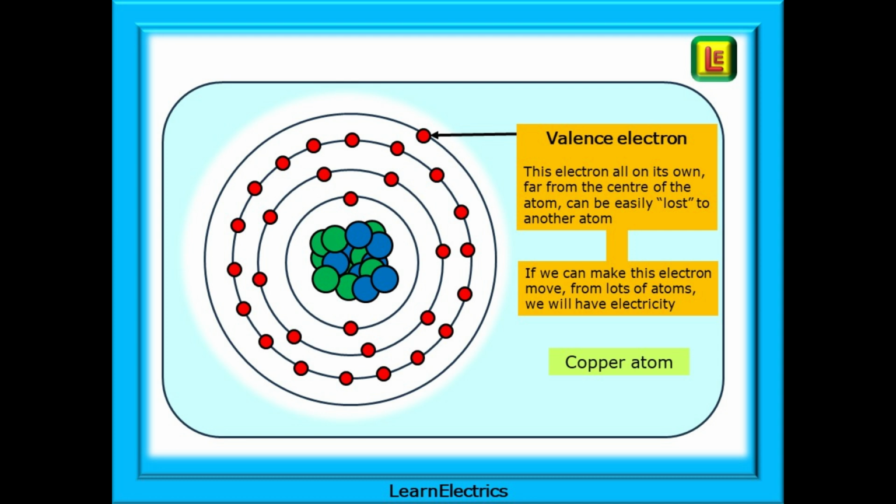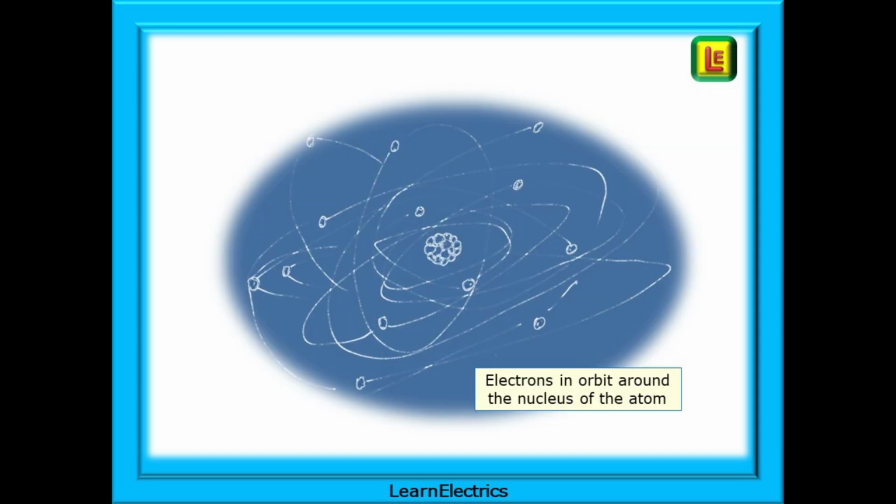This means that this single electron can easily detach from the atom, or indeed, an electron from another atom can join it. Gold and silver are good conductors of electricity, just like copper, and they also have a single valence electron in their outermost shells.